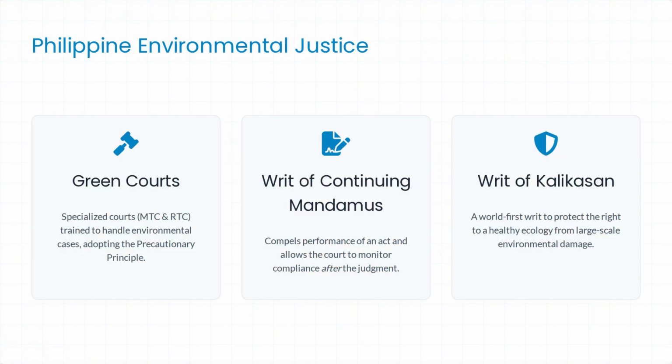To uphold these laws, the Philippines has established frameworks for environmental justice. This includes green courts, which are specialized courts trained to handle environmental cases. The writ of continuing mandamus compels government agencies to perform an act and allows the court to monitor compliance even after the judgment. And the writ of kalikasan, a world-first legal remedy to protect the right to a healthy ecology from large-scale environmental damage.